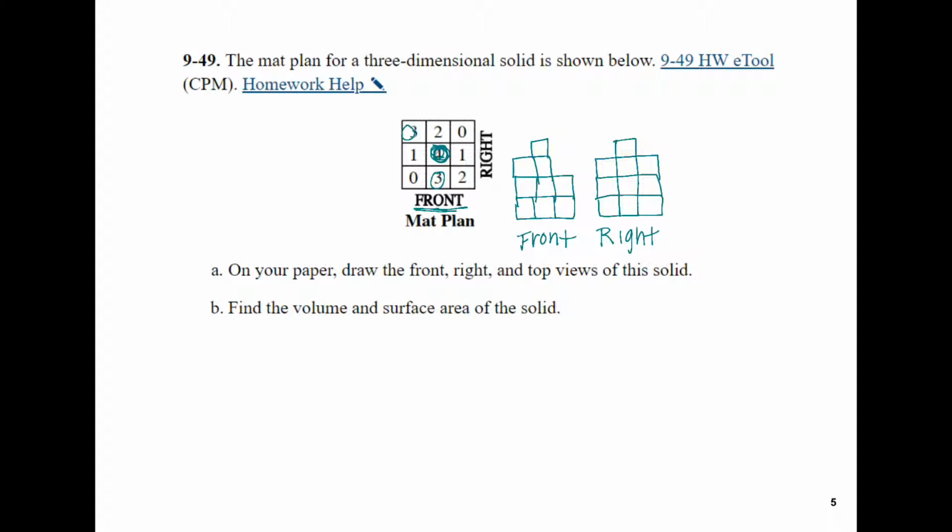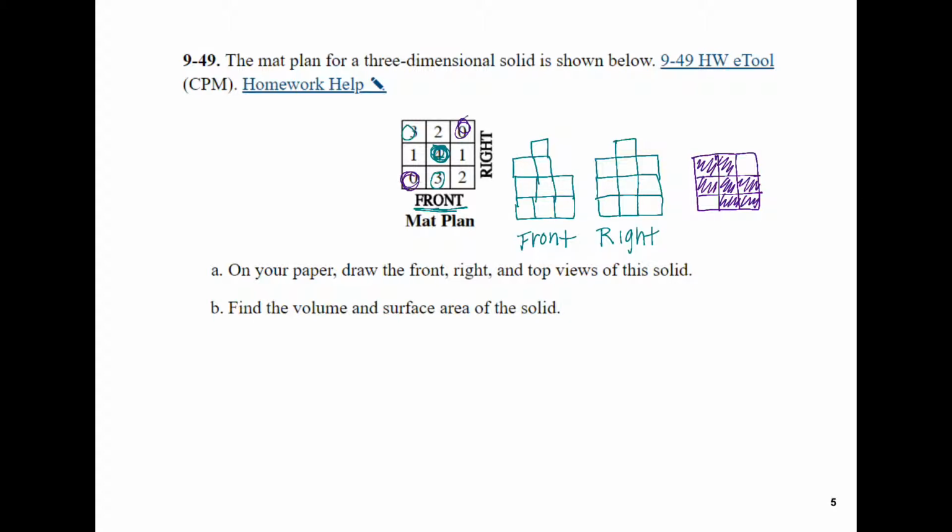And looking at my top-down view, I have a 0 on this corner and this corner. So my map plan would be a 3x3 square, but the only things that have blocks are the shaded areas. Find the volume and the surface area of the solid.